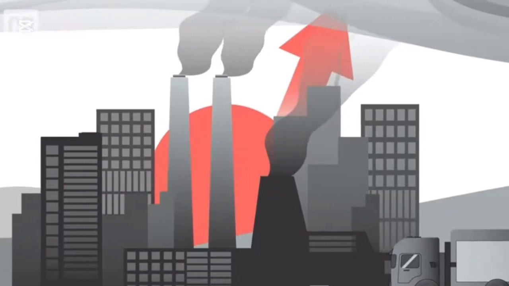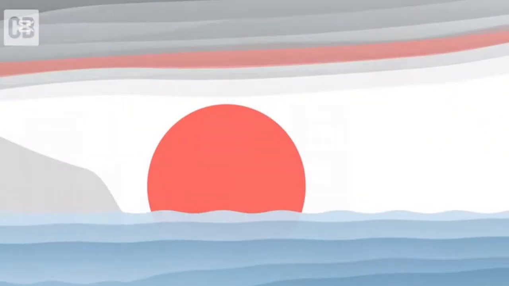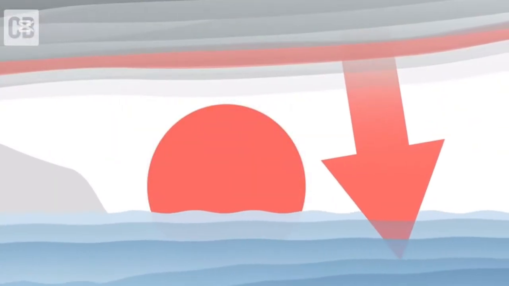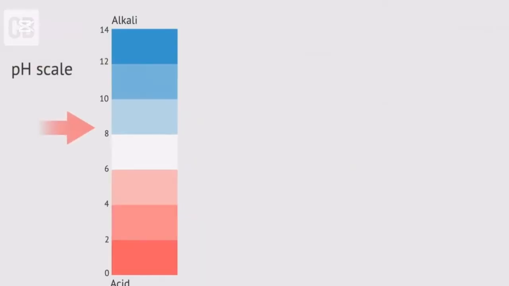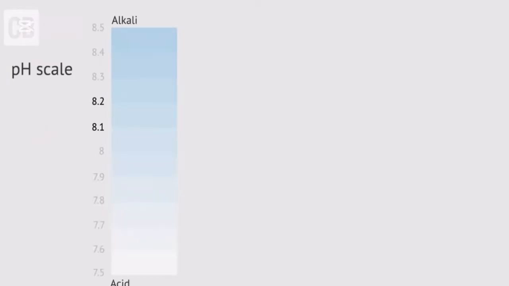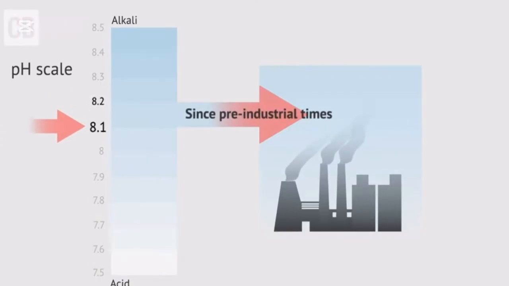Carbon dioxide is released by humans. Around 30 to 40% is taken up by the oceans. The rest either remains in the atmosphere or is absorbed by the land. This causes oceans, which are alkaline, to become more acidic over time. Since the start of the industrial era, the overall pH of the world's oceans has fallen from 8.2 to 8.1.